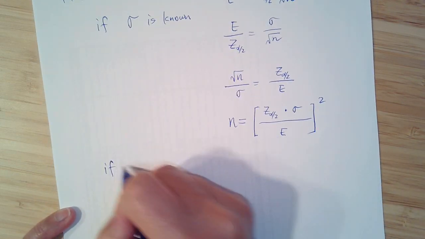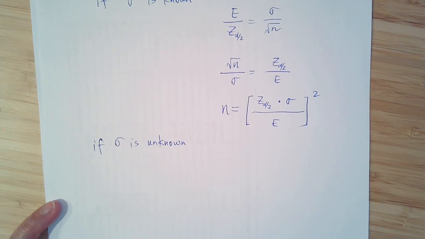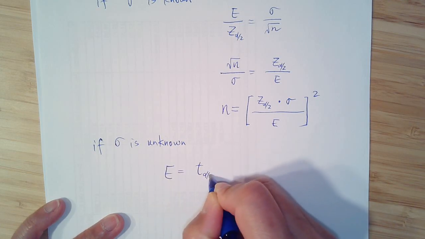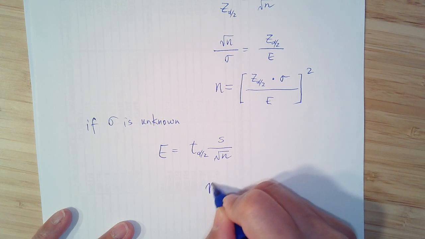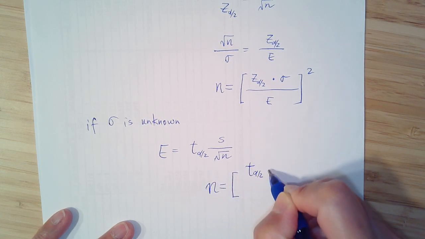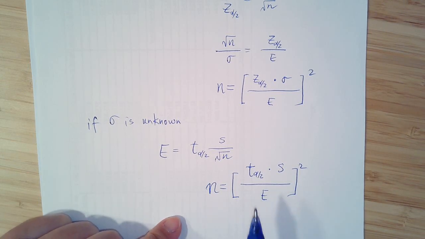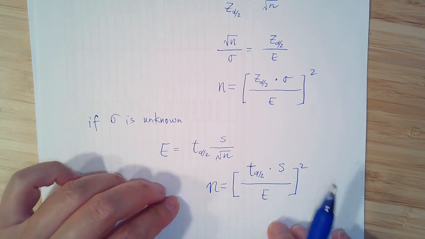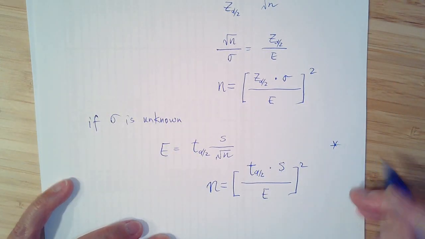And if sigma is unknown, you can take a little note here. If sigma is unknown, then we are going to use t. So we have E equals t alpha over 2 times s over square root of n, and with the same process, n equals t alpha over 2 times s over E, squared. Now, the same question arises: how do you know the sample standard deviation before you figure out the sample size? So we rarely use this. Most likely we're going to use the other one, where we assume that we know the population standard deviation. This one, just keep in mind, we don't really use very much.